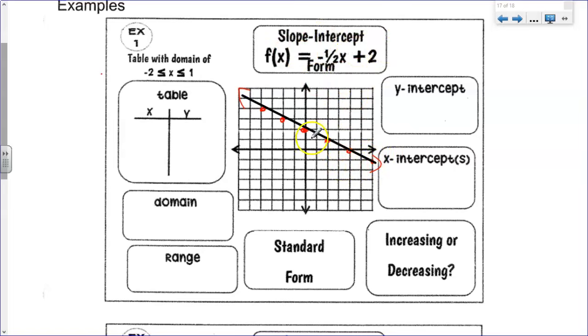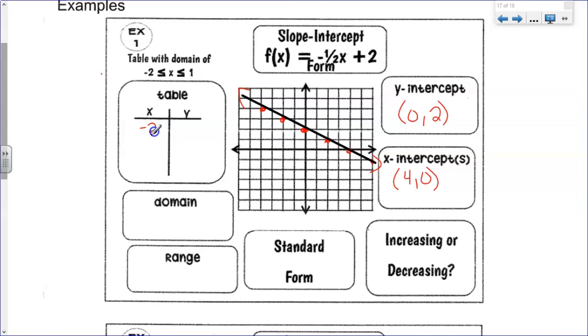From our equation and our graph, we can see that the y-intercept is at (0, 2). From the graph, 1, 2, 3, 4, our x-intercept is at (4, 0). Or remember, we can plug 0 in and solve for x.